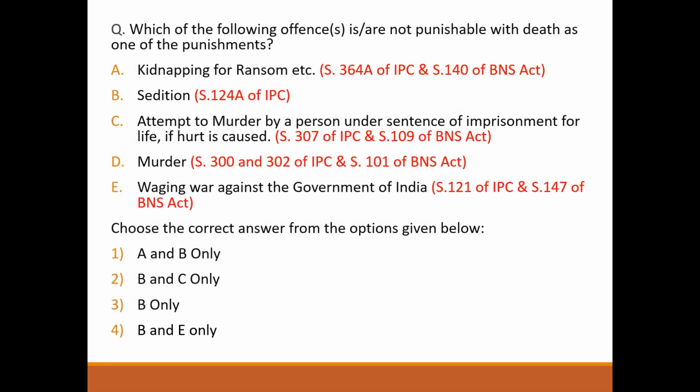Next question. Which of the following offences are not punishable with death as one of the punishments? Kidnapping for ransom is punishable with death. Sedition? No. Attempt to murder by a person under sentence of imprisonment for life if hurt is caused? Yes. Murder? Yes. Waging war against the government of India? Yes. So answer will be option number 3.